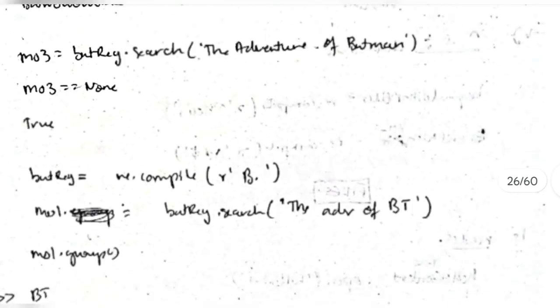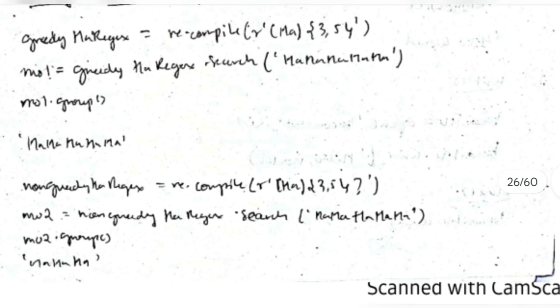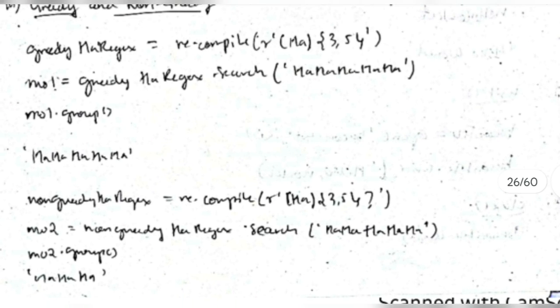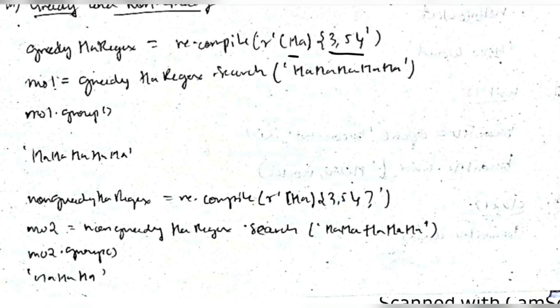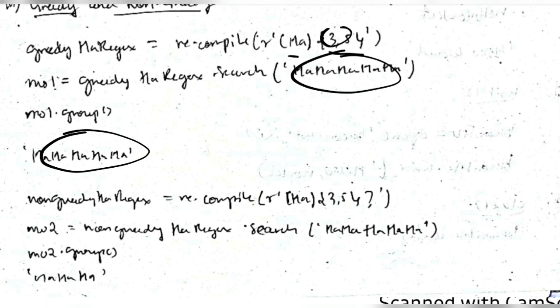And after that we have the greedy and non-greedy match. In greedy and non-greedy match, suppose that the limit given for HA is 3 to 5, minimum is 3, maximum is 5. Greedy, what it will do, it will print the maximum possible, like 5 times it is there, 5 times it will be printed, match and print. The non-greedy one will match just the minimum requirement, so 3 times it will be printed.